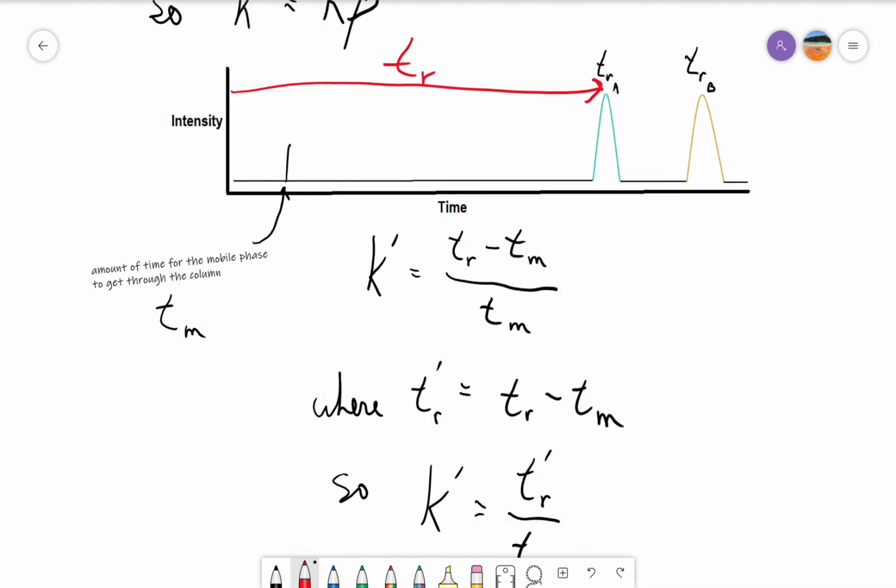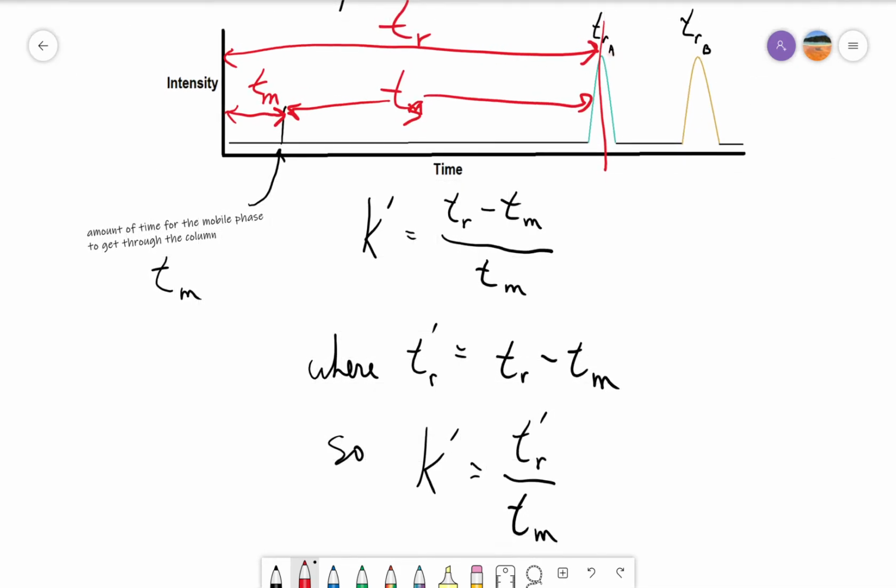Ultimately, the time that a compound spends on the column is going to be the amount of time it spends in the mobile phase plus the amount of time it spends in the stationary phase. The total retention time, that is the time when you start to the time when a compound comes off, has to be the sum of the time spent in the mobile phase and the time spent in the stationary phase.